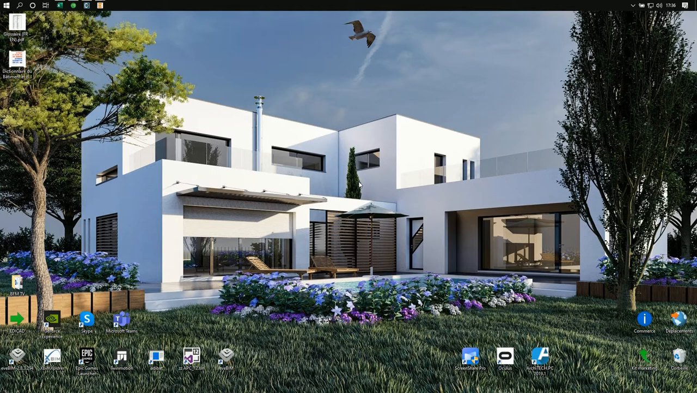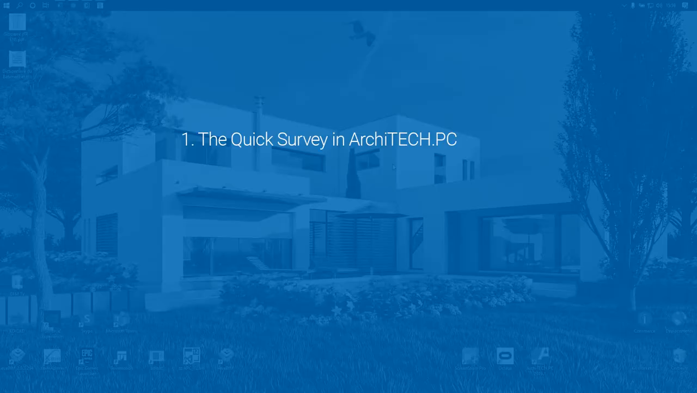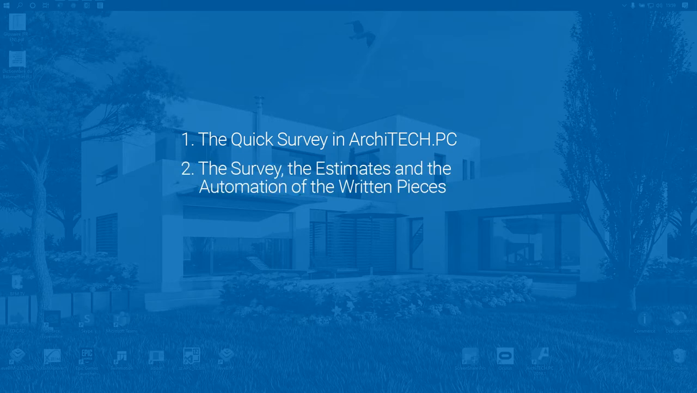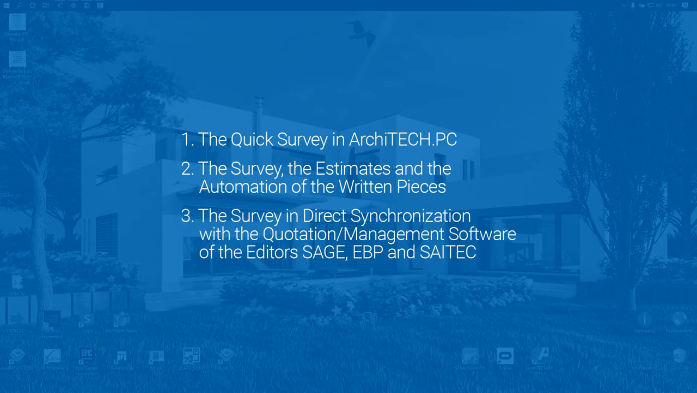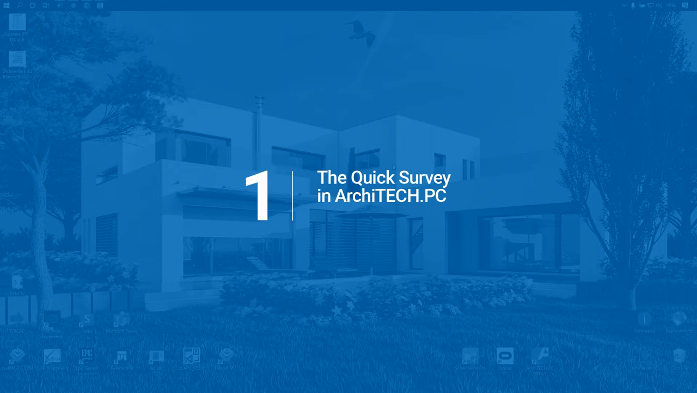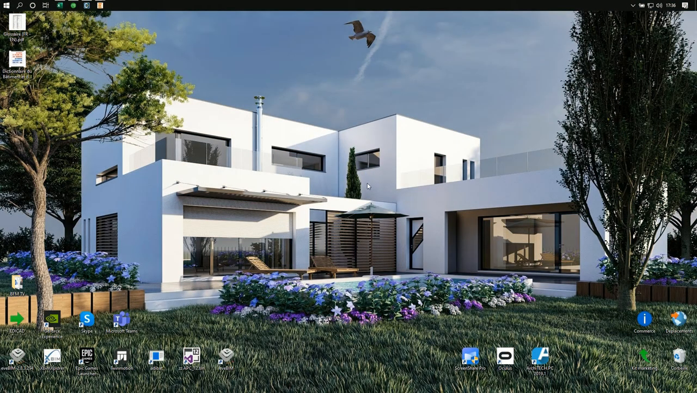This presentation will be in three parts: the quick survey in ArchiTECH.PC, the survey, the estimates and the automation of the written pieces, and finally, the survey in direct synchronization with the quotation management software of the editors Sage, EBP and SAITEC. For the first method to get a quick survey, let's open ArchiTECH.PC.